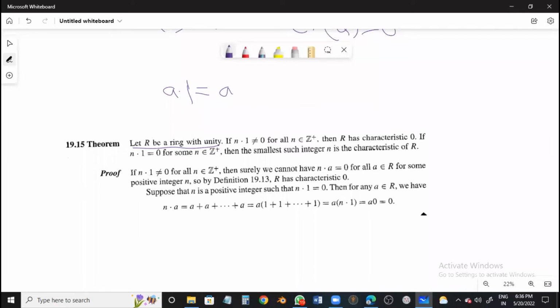See, let R be a ring with unity. If n into 1 is non-zero for all natural numbers n, then R has characteristic 0. But if n into 1 is 0 for some n, then the smallest such integer n will be called the characteristic of R. So if n into 1 is non-zero, then surely n into a is non-zero.